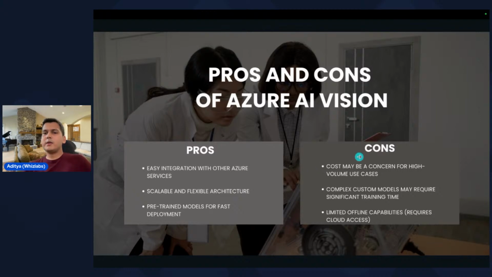The cons can be cost, which may be a higher concern. So I have already told you that if you are not using a service, you need to stop that service or delete that service, because AI services have a bit higher cost. Okay, let's say if you have a small data set, then you do not need to worry, but if you have a larger data set to train, then cost can be a big factor. So you need to take care of each and everything.